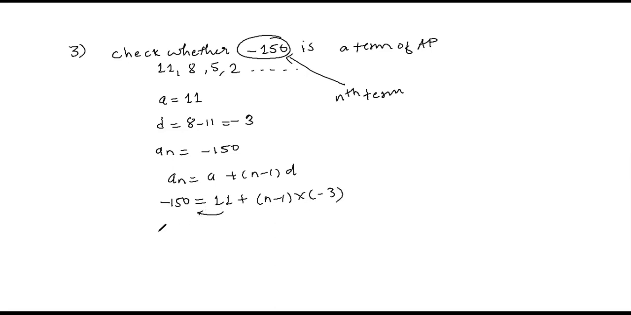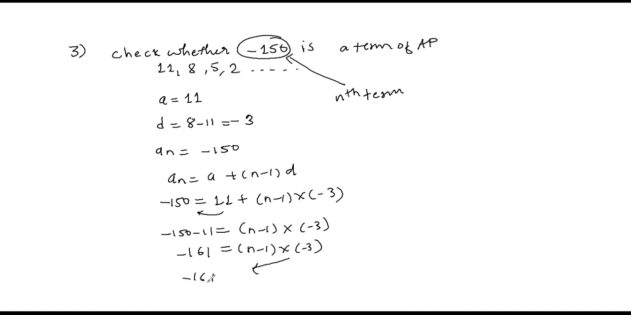Let's solve this. Minus 150 minus 11 is equal to (n minus 1) into minus 3. So this value you will get as minus 161, which is equal to (n minus 1) into minus 3. You can take this minus 3 on the left hand side. Minus 161 whole divided by minus 3 is equal to n minus 1. Correct? This minus sign will get cancelled. So the final answer will be n is equal to 161 upon 3 plus 1.